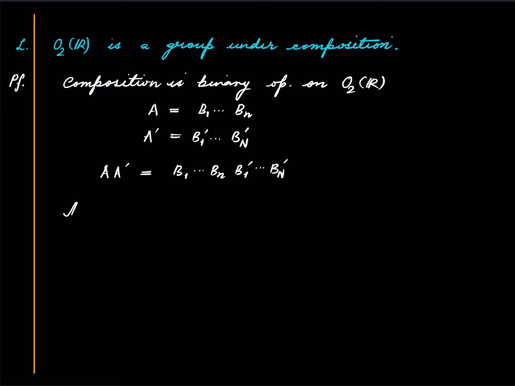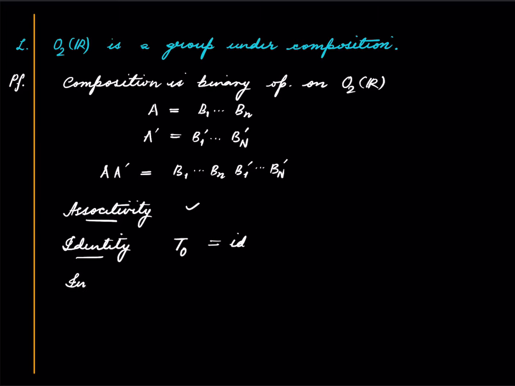Associativity follows because associativity holds for composition of any maps. So associativity, I leave you to check or convince yourself. Identity. Well, the rotation by 0 is indeed an orthogonal transformation. And this behaves as identity because if you compose this with any linear map, you get the same linear map back. So of course, if you compose this by any orthogonal transformation, you'll get the same orthogonal transformation back. So this is indeed the identity of O2R.